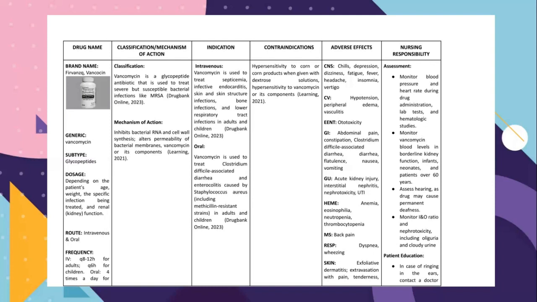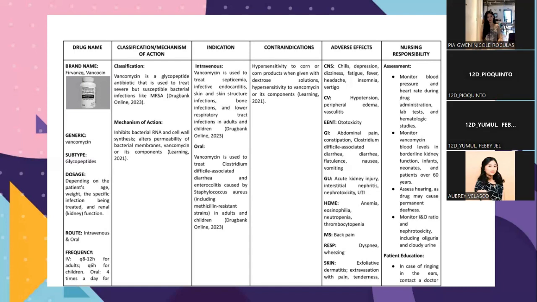And the renal, kidney function plays a crucial role in vancomycin dosing. Patients with impaired kidney function may require adjusted dosages to avoid potential toxicity. So, routes of administration for vancomycin can be either intravenously, typically through a vein, or orally, by mouth, usually in the form of a pill or liquid.